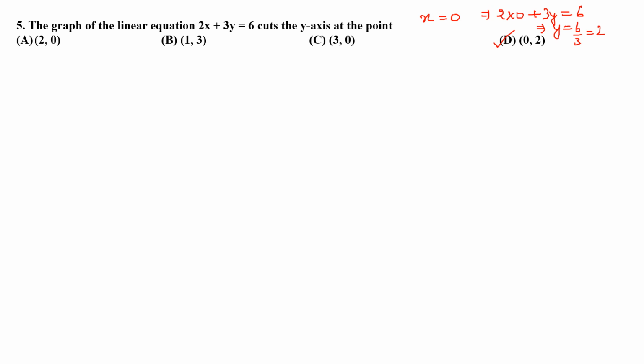Are you able to understand this question? See, the point is on y-axis. Okay, that point you have to give the coordinate. Now if it is on y-axis, x coordinate will be 0. And you can see in A, B, C, D, only the D option is having x coordinate 0. Now you have to find the y coordinate. So substitute x as 0 in the given equation. You will get the coordinate of y. So that is only your option.